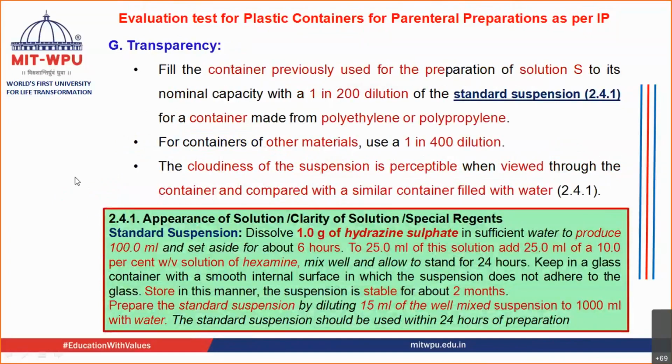that is the test for transparency. Now in the test for transparency, we are finding out whether the plastic container is transparent enough or not. Why are we checking the transparency? Because we are going to check the particles that are present inside it against black and light backgrounds. So we are checking the transparency of that container.